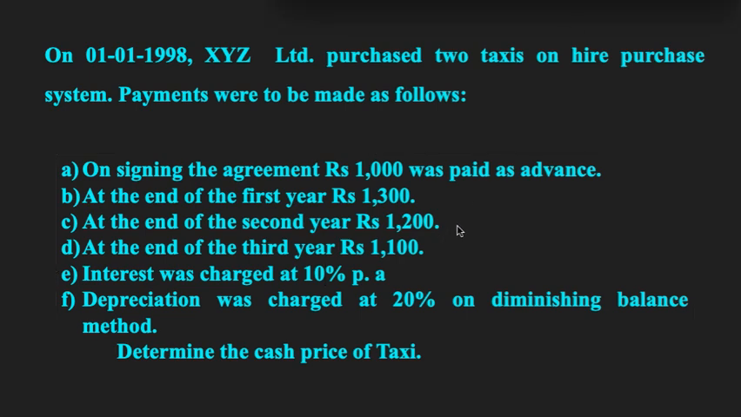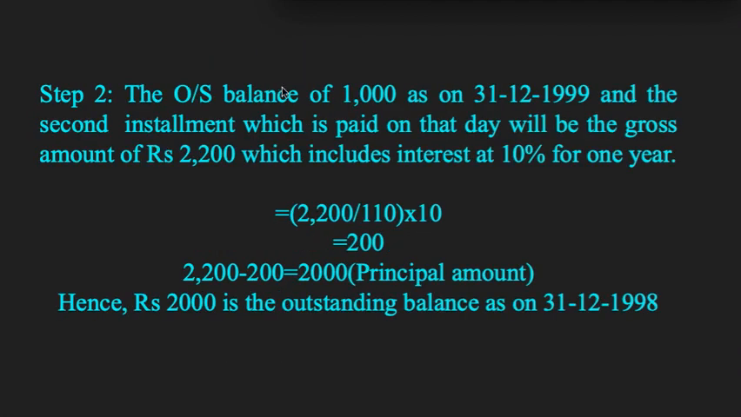What do we have to find out? We have to find out the interest. How are we going to calculate? 2200 divided by 110 into 10. We are going to get how much? 200 rupees, right? Let us do that. Now see here, we have an outstanding balance of 1000 rupees as on 31st/12/1999, and the second installment is how much? The second installment is 1200, which is given in the problem.